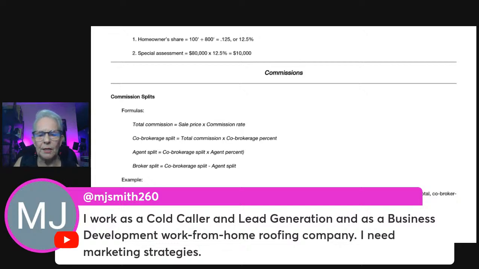I need marketing strategies. Use ChatGPT, Perplexity, other types of AI to help you with types of marketing. However, the company that you're with, a cloud-based company, they will have marketing tools. Okay. No, that's okay. Those are good questions.